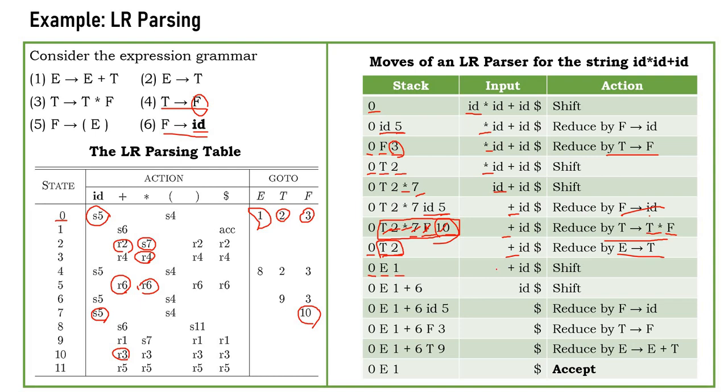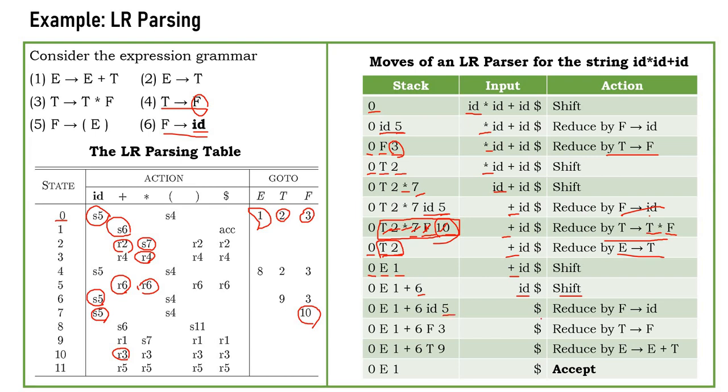Then we have to check this 1 and plus. So it is S6, so we have to do the shifting. So the plus will be shifted into the stack and 6 is also shifted. Then again we have to check this 6 and ID. It is S5. Again we are going to do the shifting. So this ID will be shifted into the stack as well as this 5.